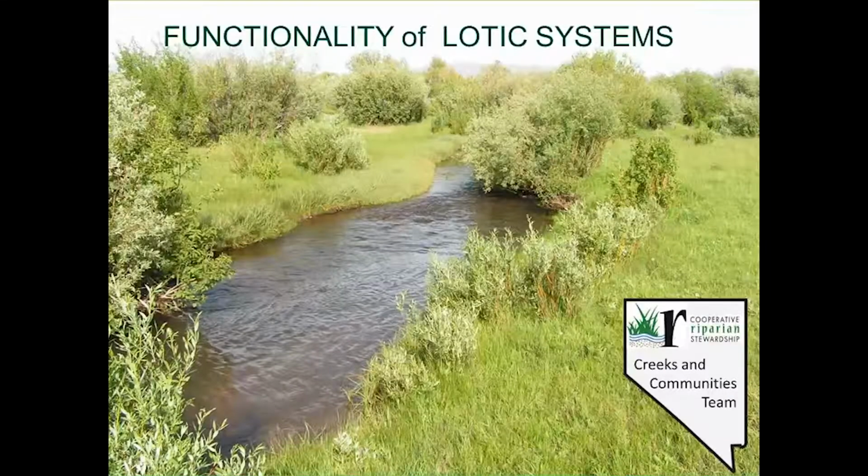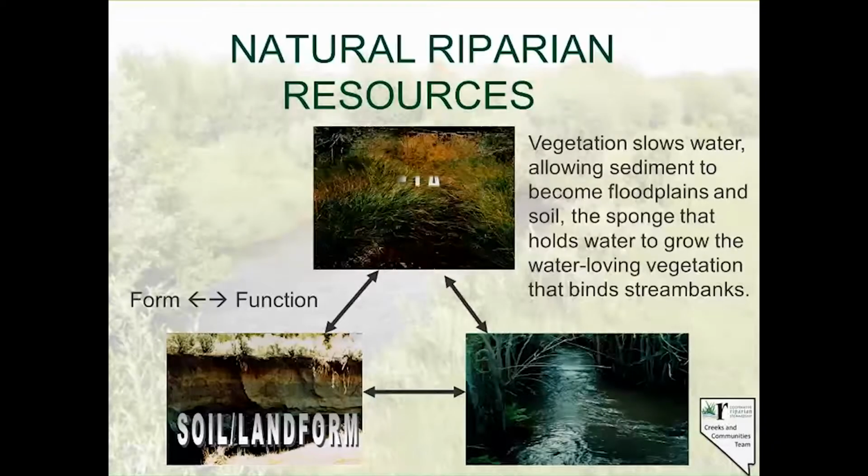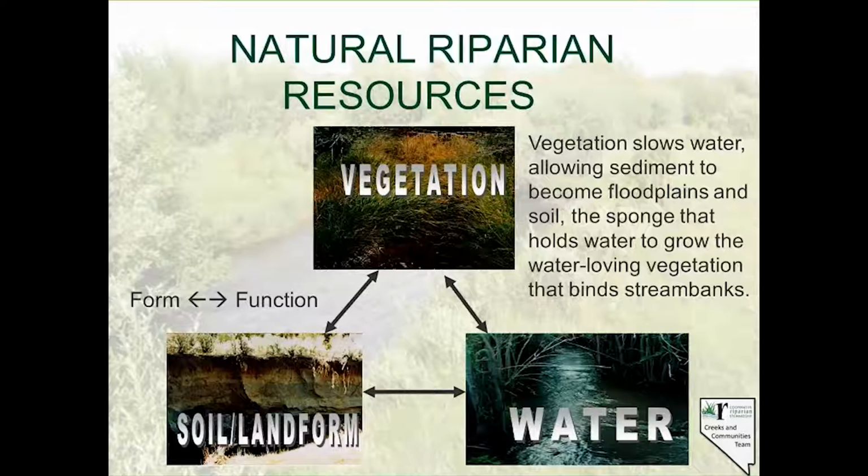When we focus on the functionality of riparian systems, we often talk about the three-legged stool concept, the old milking stool, where if one of those legs breaks, you're sitting on the floor. The vegetation slows the water, allowing sediments to become floodplains and soil. The sponge holds water to grow the water-loving vegetation that has the root systems that bind stream banks to keep the form that we need for the function. That three-legged stool concept is fundamentally important to riparian proper functioning condition.